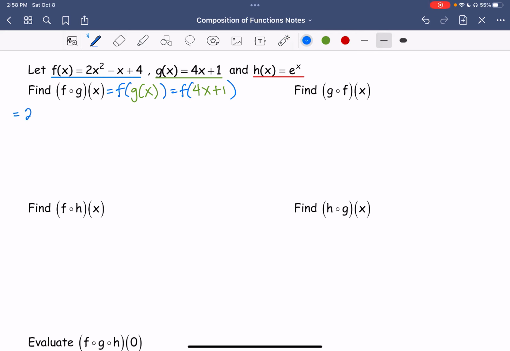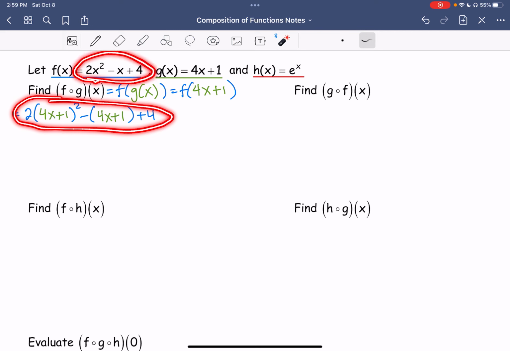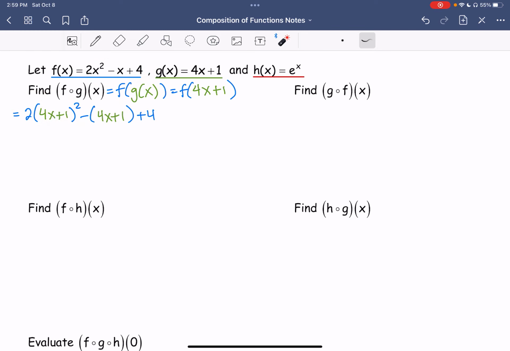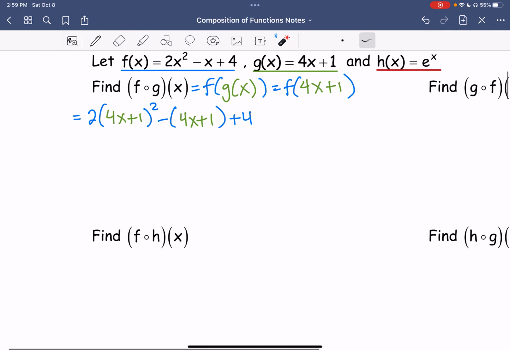So that would look like 2 times (4x plus 1) squared, minus (4x plus 1), plus 4. Again, this is the same as the function f of x. It's still 2x squared minus x plus 4, but 4x plus 1 is now where it used to just be x, because that's our new x value that we're plugging in. And then from here, you just simplify using algebra.